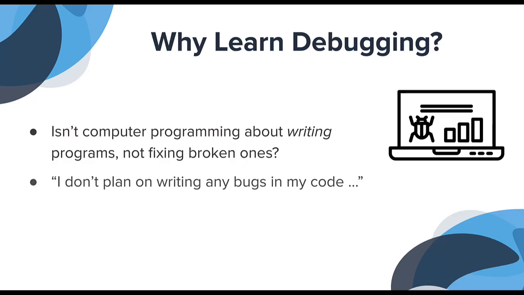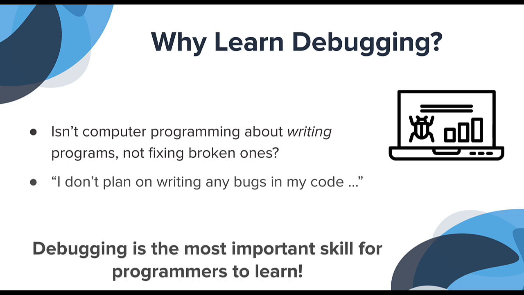So why do we learn about debugging? You might think that you can just simply avoid bugs by writing good code. There are things that you can do to try to avoid errors, like keeping your code neat and organized, but the truth is everyone, even experienced programmers, write bugs. Because of this, debugging is the most important skill programmers learn.